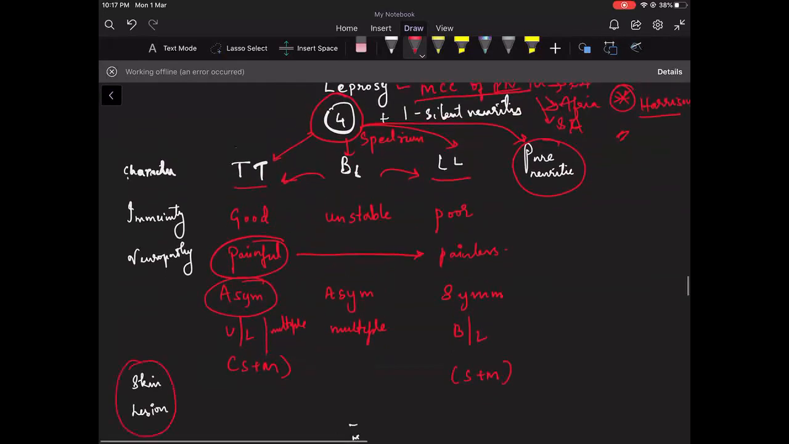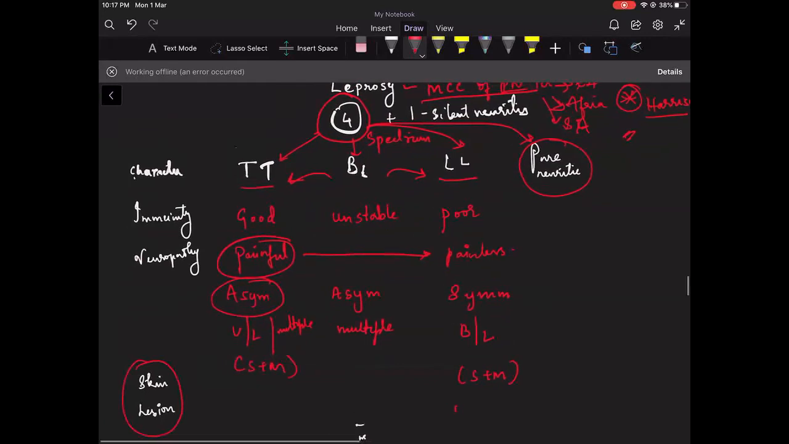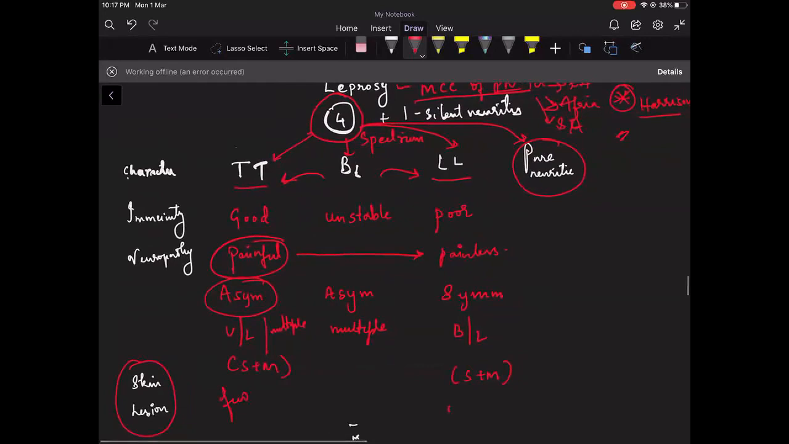With respect to skin lesions in tuberculoid leprosy, we know that there will be a few anesthetic patches. And in lepromatous leprosy, the patient will be having numerous non-anesthetic skin macules.